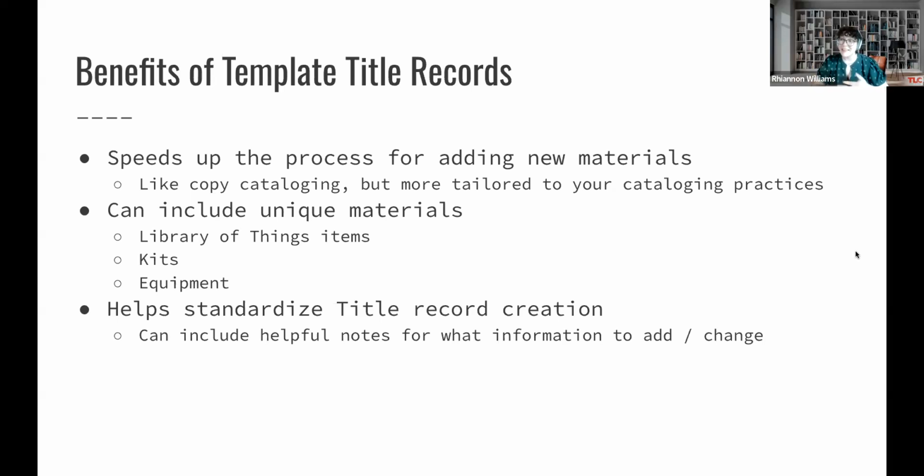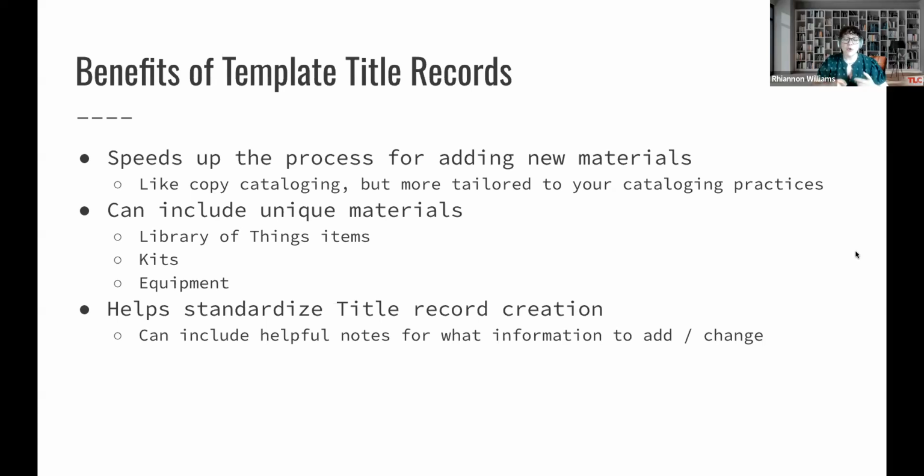This can also be useful for things like kits. If you are cataloging lots of different, say, STEM kits, or I've got some example templates in here for like a geocaching kit. So if that's a similar style of item that you are cataloging somewhat frequently, or you've put a lot of effort into creating this really robust, well described title record, you can always create a new template from that. That can make the process for the next time you have to catalog something even faster and smoother.